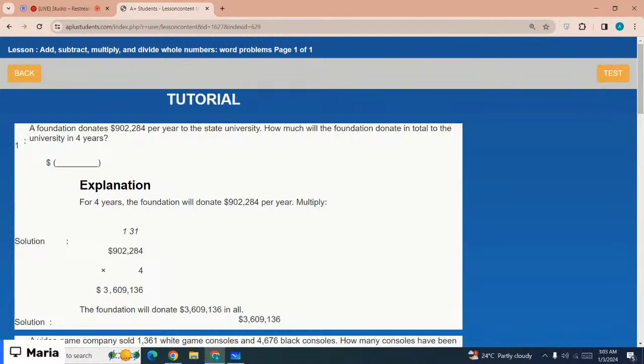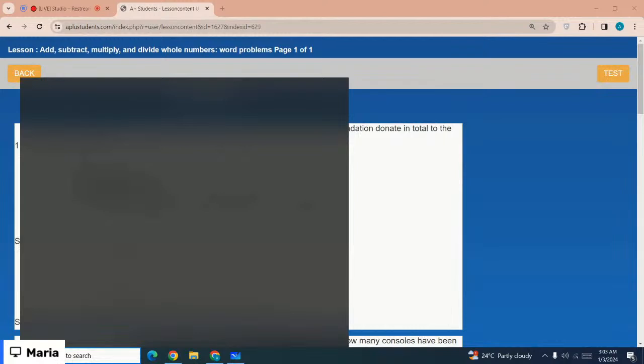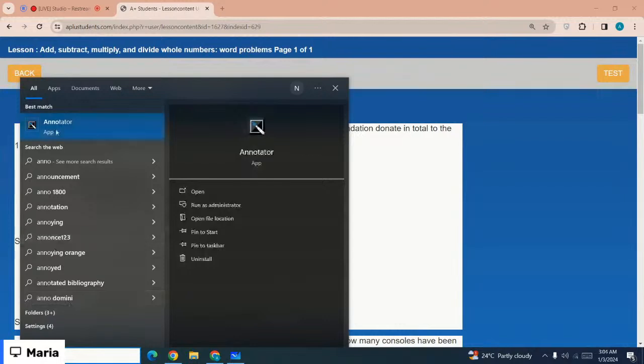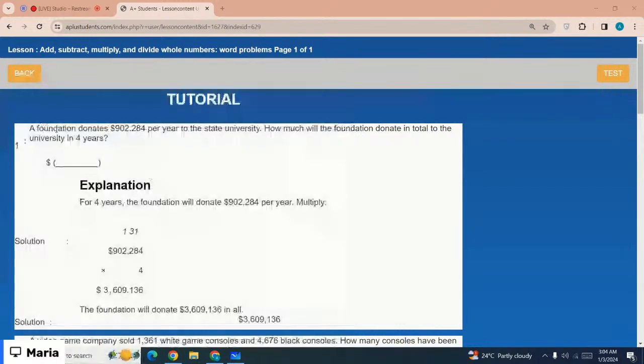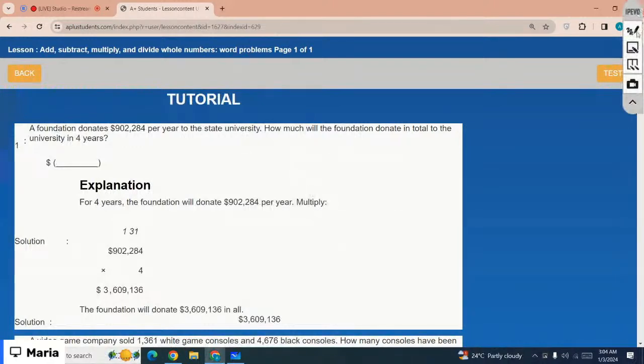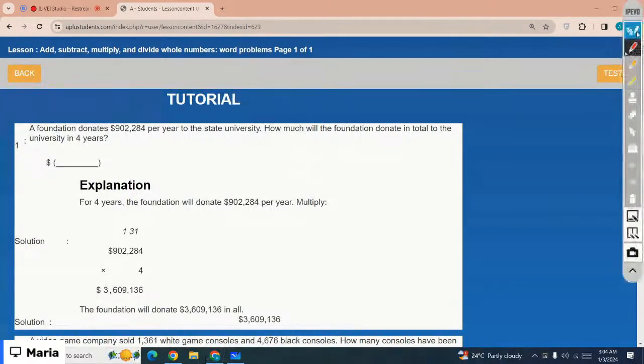So you are given every year the foundation donates $902,284, right? Calculate the money they donate in 4 years, right? You are given the money they donate in 1 year, per year, right? So you have to multiply the given value by 4 because you need to calculate the value the foundation donates in 4 years, right?